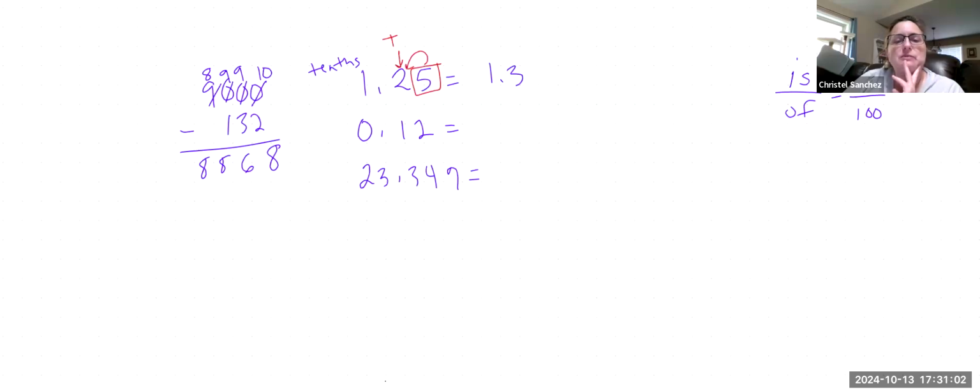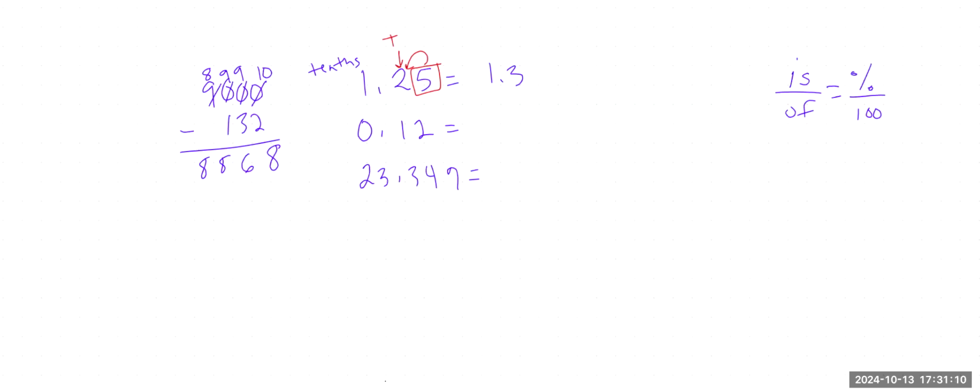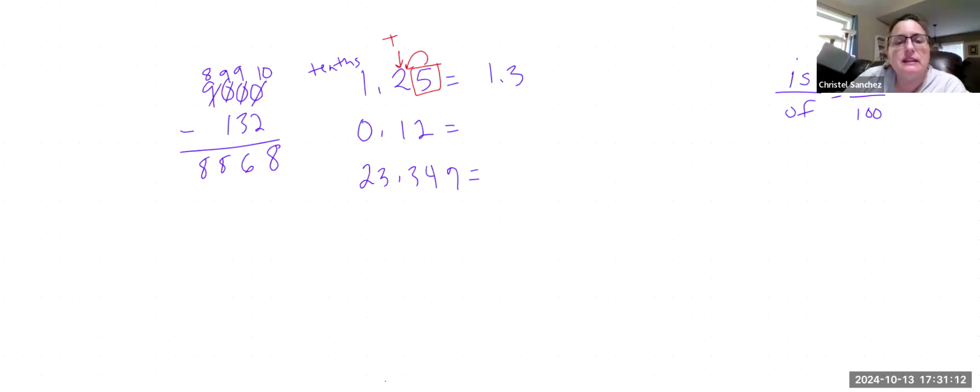So this one, let's round to the 10th again. What would we get? 0.1. Okay, so this is my 10th place. Since this is below 5, it's going to stay the same. So it'll be 0.1.